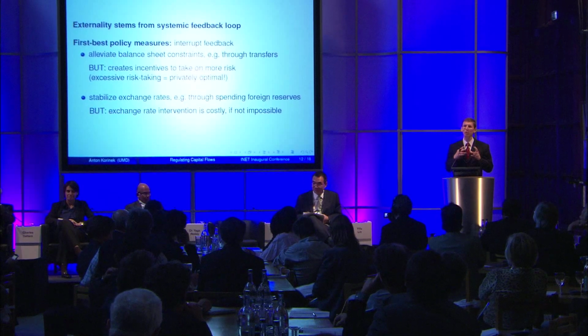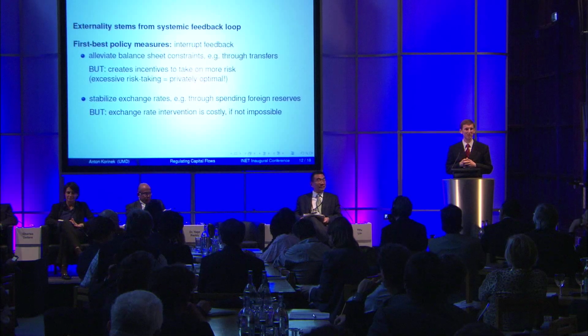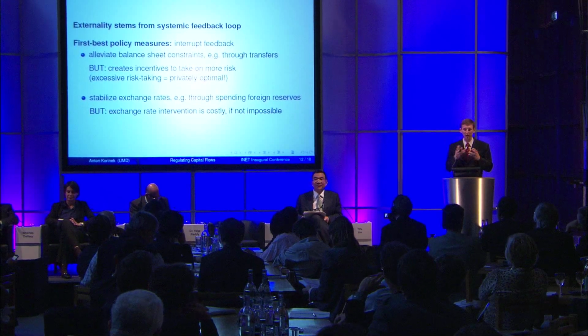If we want to think about policy measures to mitigate this externality, a first best measure would be to interrupt the feedback, because we know that the feedback loop is what creates the externality. Now, what I can show in my work is if we do that, for example, by alleviating balance sheet constraints through transfers, then it creates severe moral hazard problems. Under some particular assumptions, any bailout action will actually be fully undone by private agents.